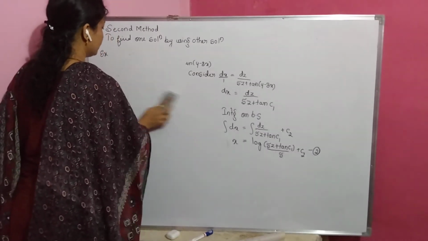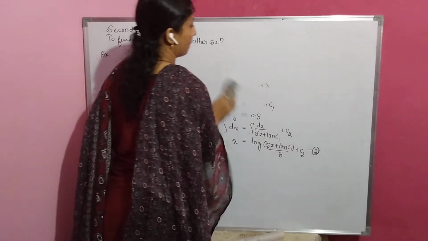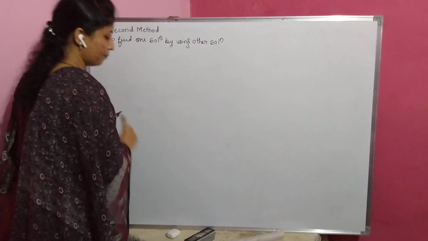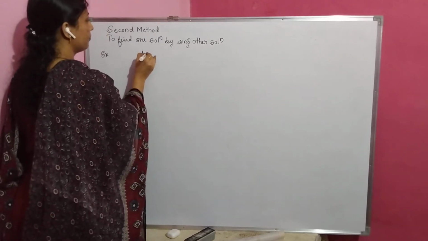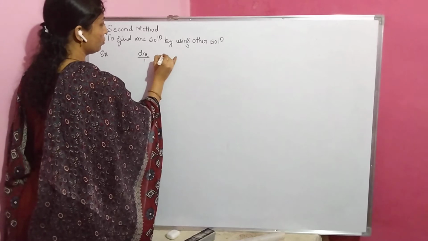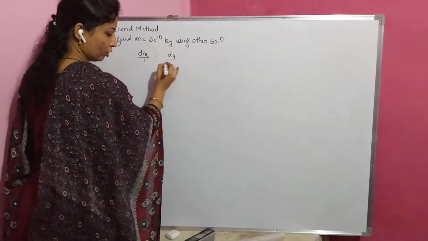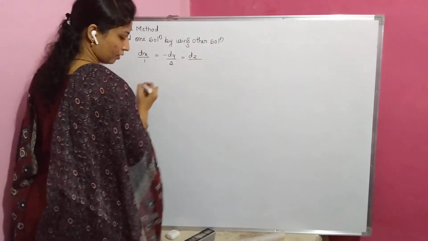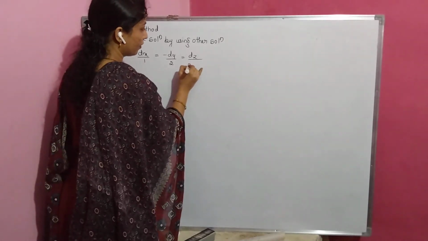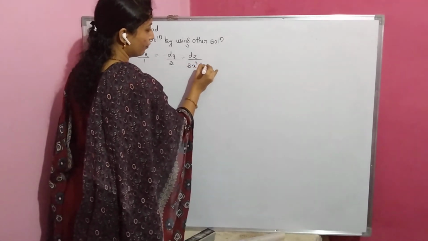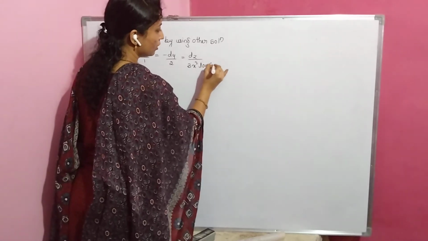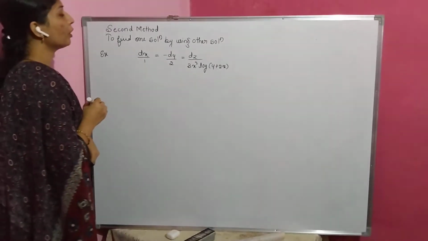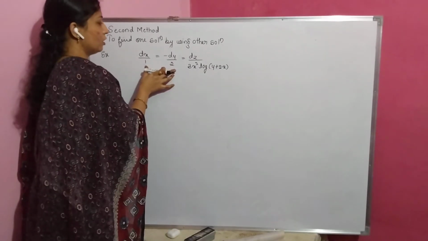Again, we move to the next example. The next example is dx divided by 1 is equal to minus dy by 2 is equal to dz divided by 3x square log of y plus 2x. Again here we have to consider these two pairs.